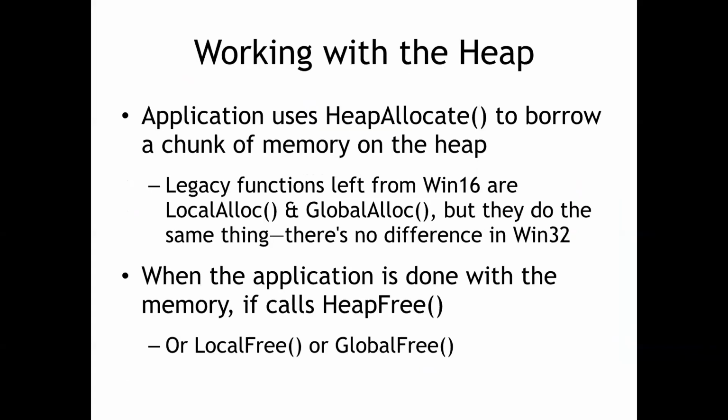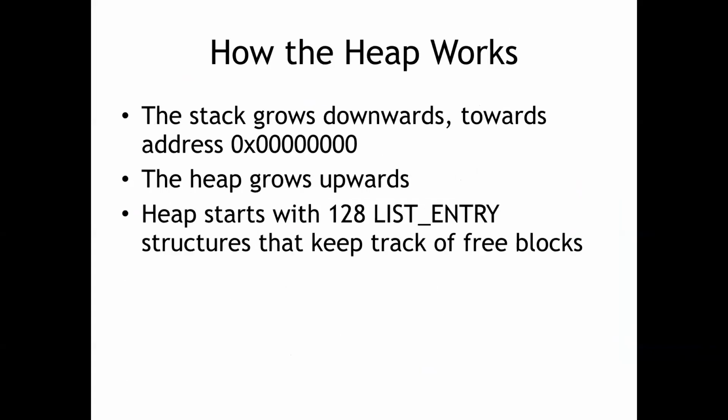So you borrow a chunk of memory on the heap, so your application can have some. And then when you're done, you call heap free or local free or global free in different versions of Windows. So you allocate space. In Linux, it's a malloc and free. In Windows, it's a few different versions of malloc and a few different versions of free, because Windows is a much more complicated beast. All right, so the stack grows downwards.